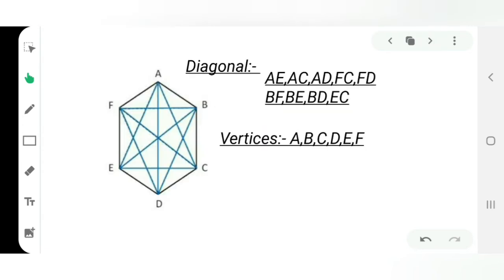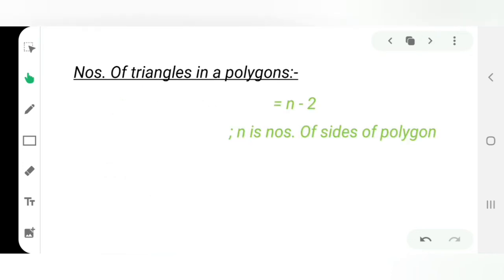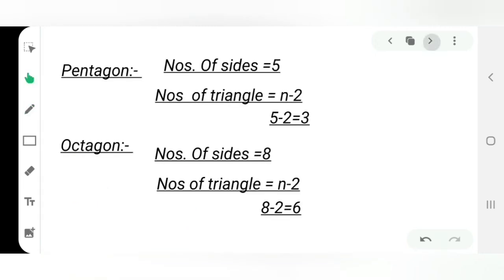Now, by knowing the sides, how can we find the number of triangles that can be formed in a polygon? It is given by the formula n minus 2, where n is the number of sides of the polygon. Clear? If you are given a hexagon, how many sides are there? 6 sides. So how many triangles will be there? It will be 6 minus 2, which equals 4. Only 4 triangles will be there.